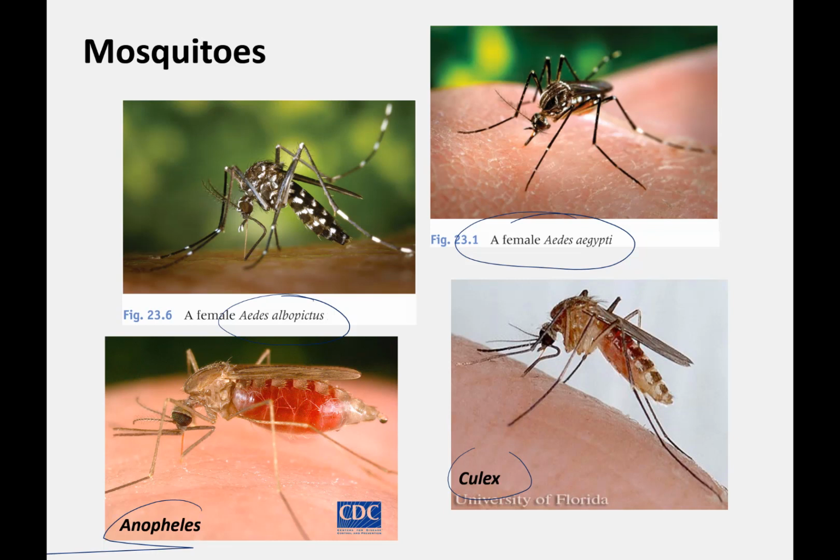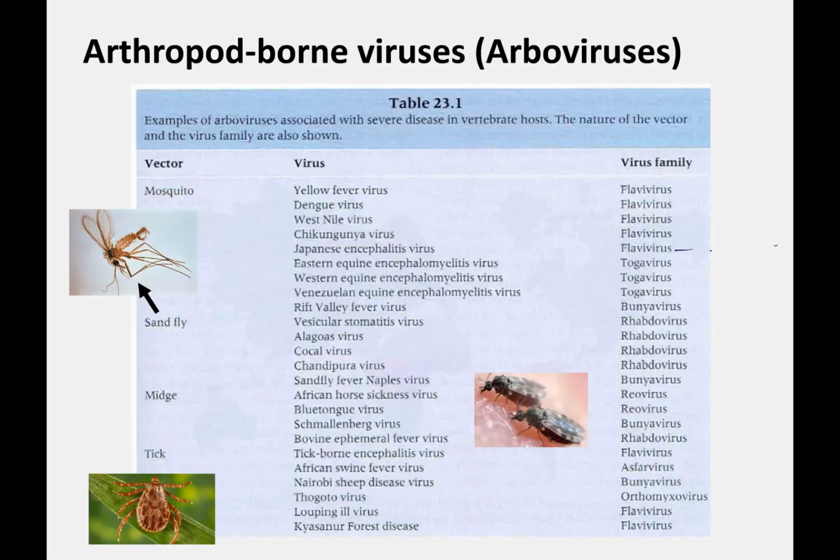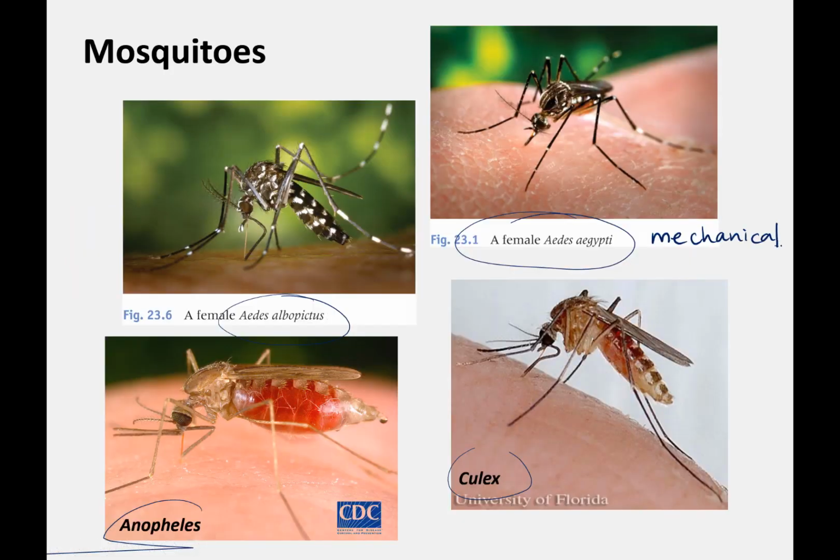Two words I want you to be familiar with regards to vectors. There are mechanical vectors. Okay, so these are just transmitting insects. They don't have any role in the virus life cycle except to move it from host to host. And I'm not writing these by any specific organism, just writing in the space I have. There's also biological vectors.